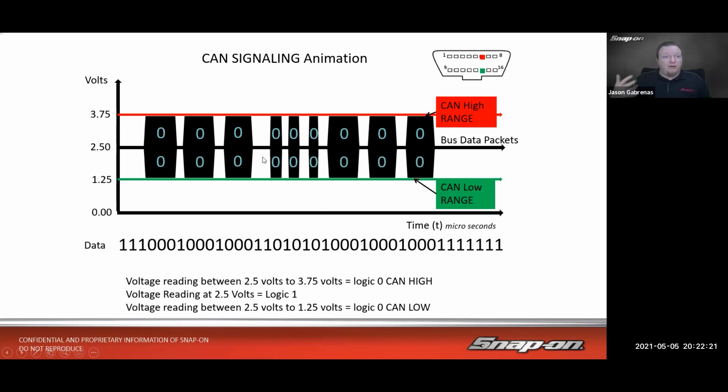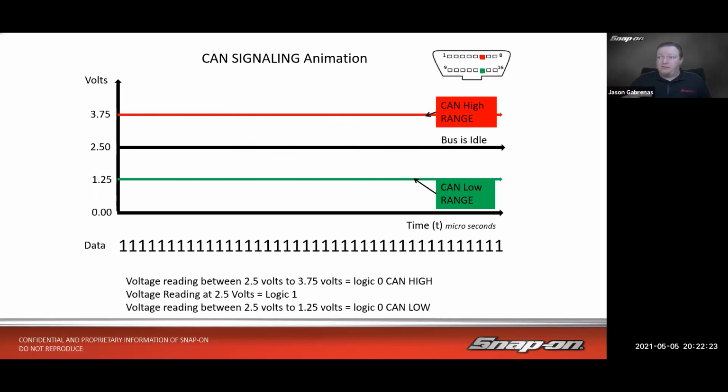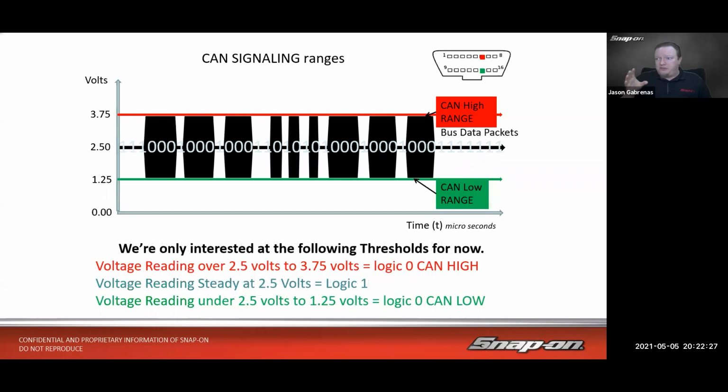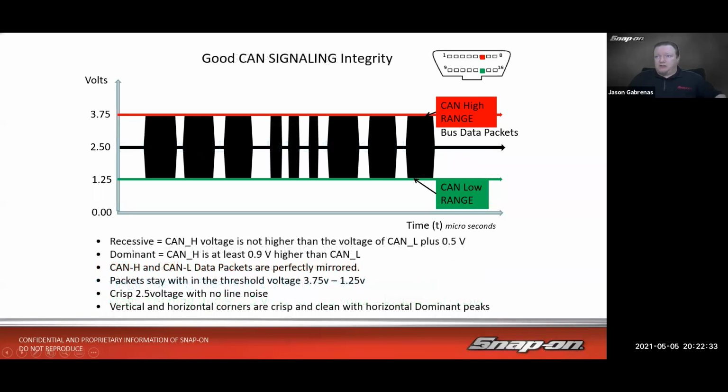There can be other errors or issues that we might see, and we'll talk more about those in a second. So as we said, we're only interested in the following thresholds: the high side, the low side, and that 2.5 volts in the middle. This is an example of a good pattern. My high side and low side are between the 3.75 and the 1.25. Everything is perfectly mirrored. They're the same voltage on both sides, which is what we want to see.